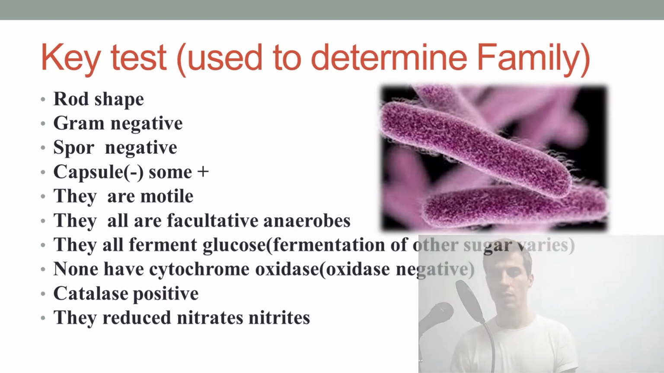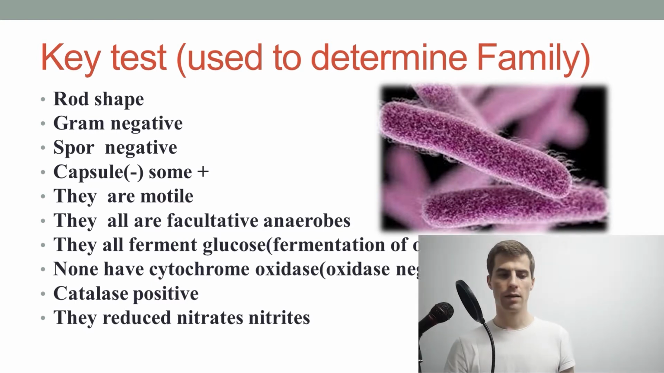Talking about the key test for Enterobacteriaceae, the key test will help you identify the family of bacteria, to identify Enterobacteriaceae. So the key test will show that it is a rod-shaped bacteria, that it is gram-negative, that it doesn't form spores. Some of them do produce capsules, some of them don't. They are motile, but not all of them, and they are facultative anaerobes.